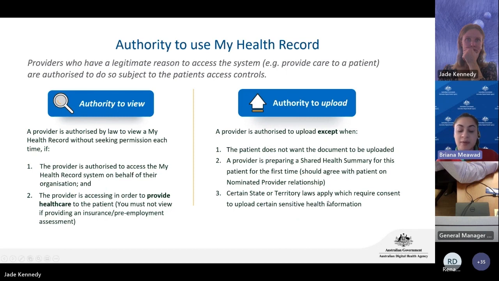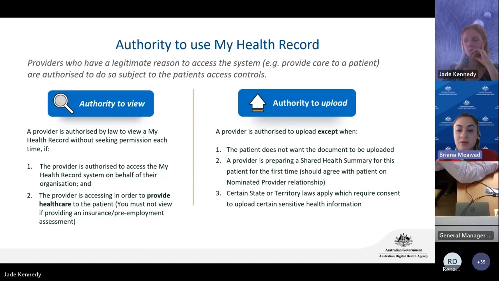So the first part of the equation is that the provider is authorised to access My Health Record as long as they have been authorised to use the system by their organisation. So Jade mentioned that every organisation should have an RO and an OMO, and I'm sure many of you are familiar with those acronyms, but let us know if you're not. The RO being the responsible officer and the OMO being an organisation maintenance officer, and these are the people that are managing My Health Record use within the organisation. So typically a practice manager would be an OMO, for example.